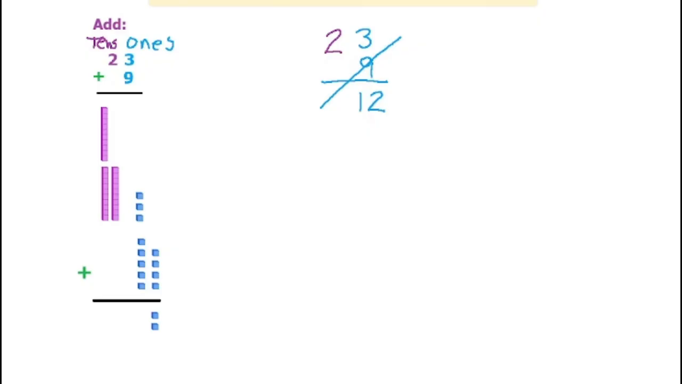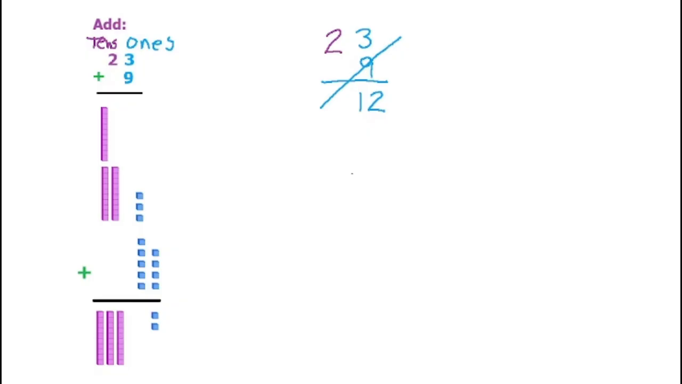So we would have 30 here. So let's not do that. Let's show this differently. It would look like this. So we have 30 here and 2 here. So that would be the answer for 23 plus 9. So you wouldn't go through all that trouble each time you want to add something.